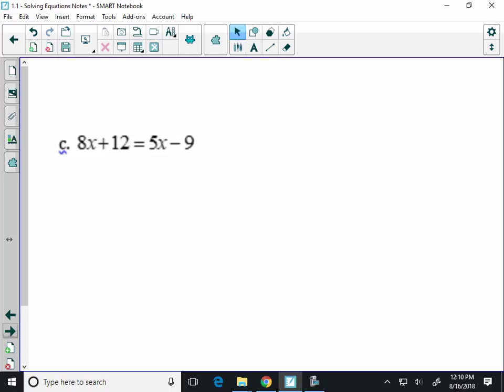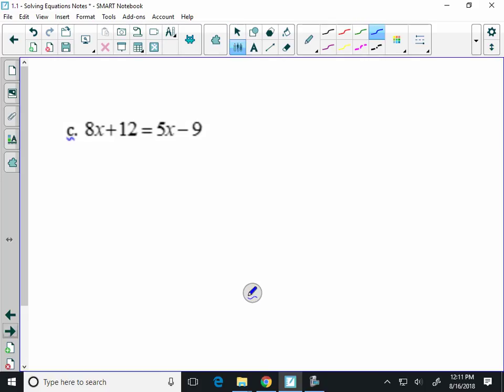Now we take a look at C. What's a little bit different about C than those first two we did together? Yeah, there's variables on both sides. There's more than one X. So when this happens, we have to take one of those X's and move it over to be with the other. Some of you like to move everything to the left. Totally fine. What I like to do, because I like to keep my X values positive, because I think it makes it a little easier to solve, is pick the smallest X. So sometimes things are on the right, sometimes on the left. You do what works for you.